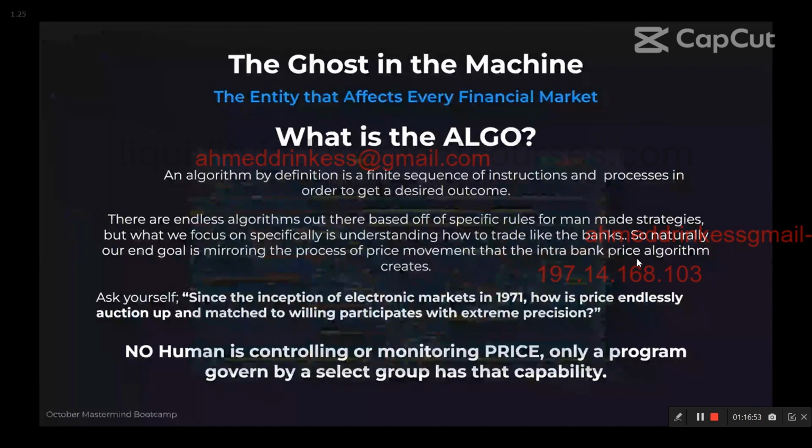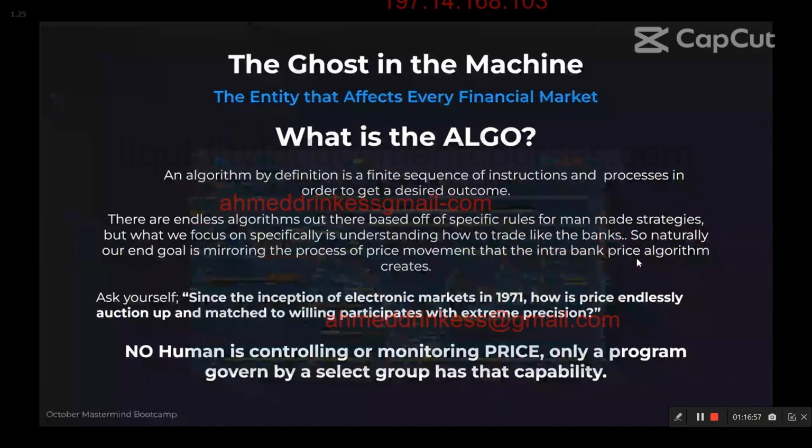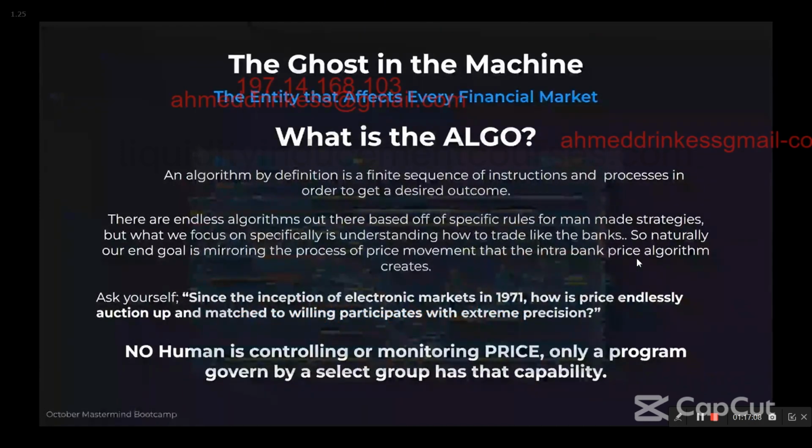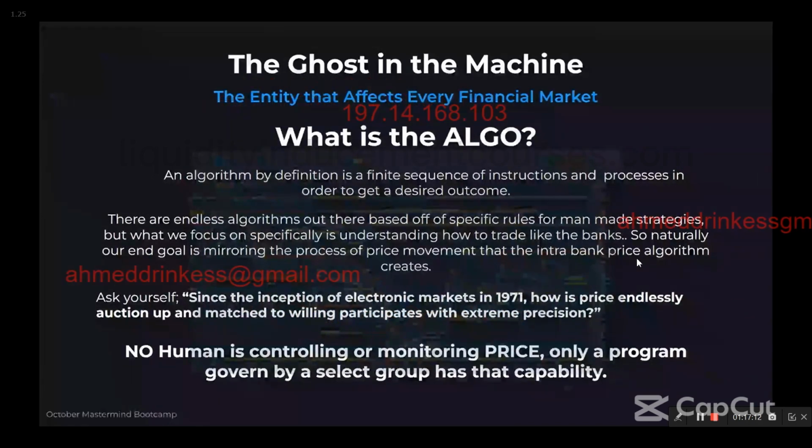They have the tangible numbers. We have the visual graphic representation. So that's why I always say you have to be detectives, because we need to figure out exactly what they're seeing without directly having the same information. So that is why it is the ghost in the machine, the market. It's the entity that affects every single market, and that is the algorithm.